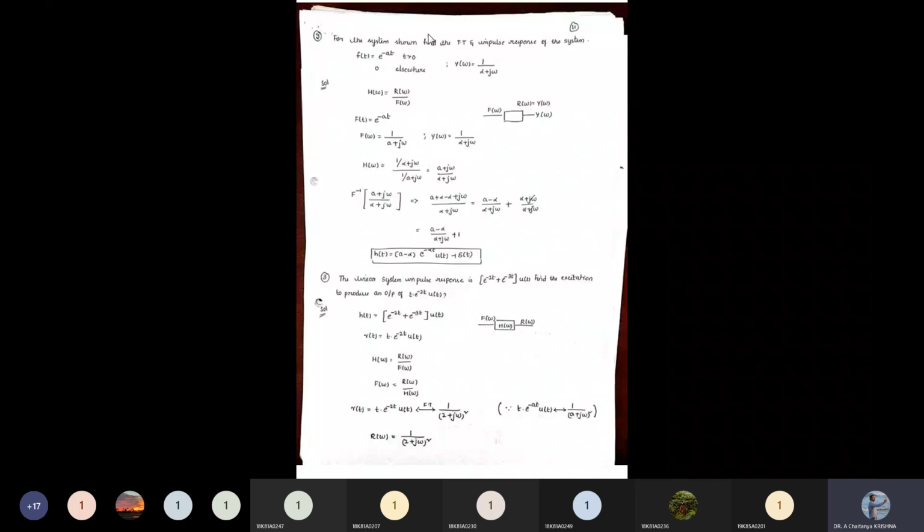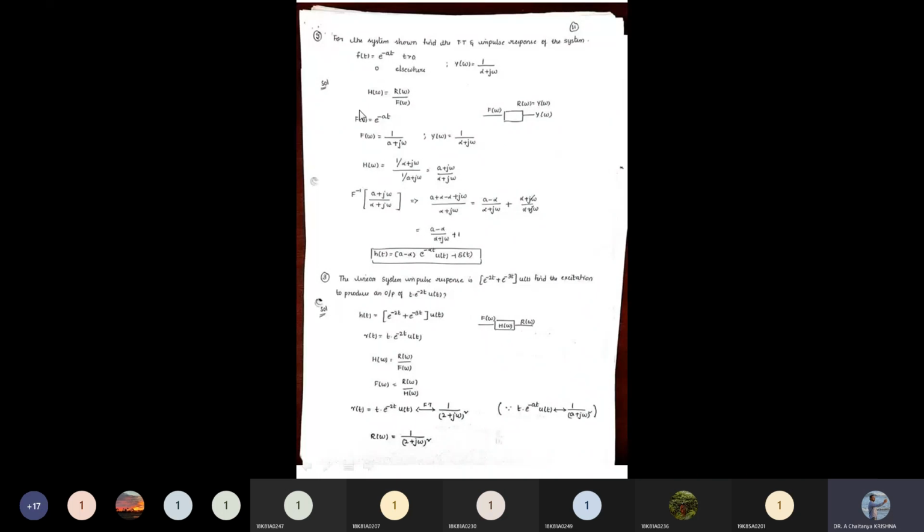Here, for the system shown, find the transfer function and impulse response, where f of t equals e to the power of minus alpha t when t is greater than 0, and elsewhere zero, and y of omega equals 1 by alpha plus j omega. Here the output is already in the frequency domain, and the input is given as a time function, e to the power of minus alpha t for t greater than 0.